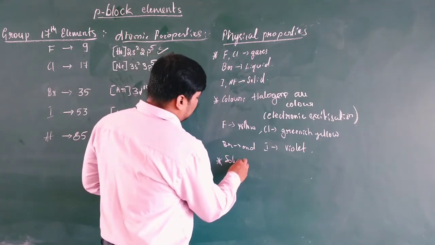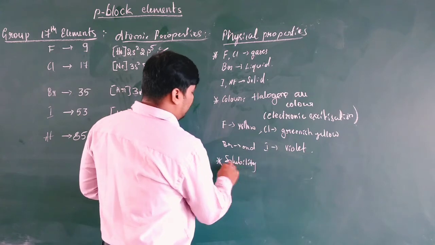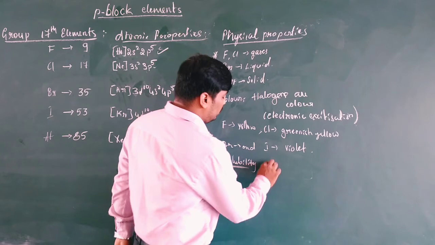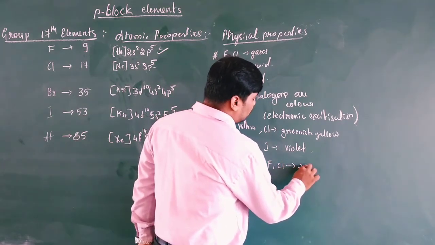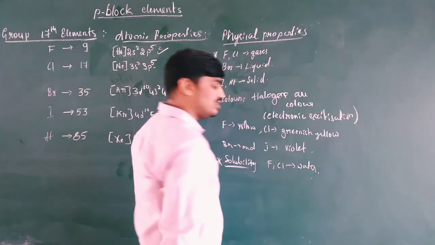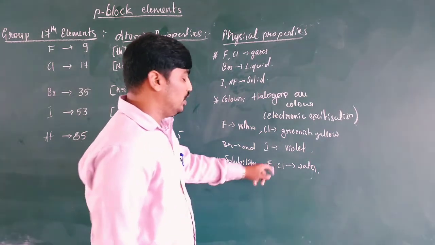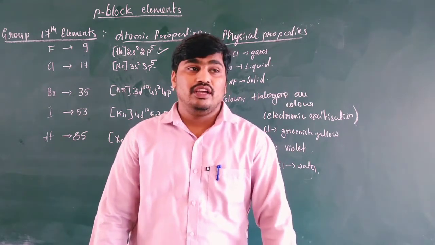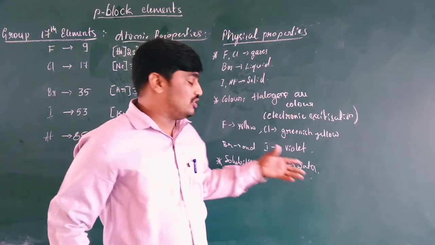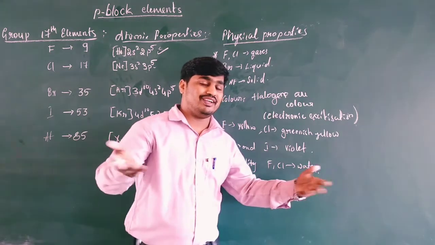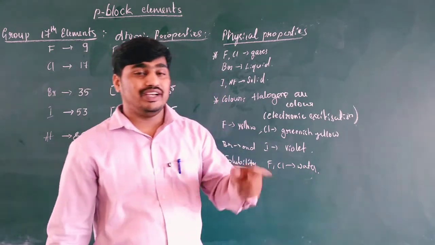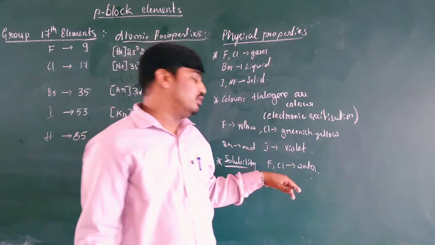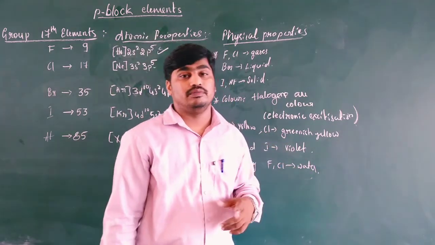Next, solubility. What is the solubility of halogens? Mainly fluorine and chlorine are directly soluble in water. Others are also soluble, but not completely. Fluorine and chlorine are readily soluble. Because of that, we come across terms like fluorine water and chlorine water, fluorinated water and chlorinated water. It's because of the solubility of fluorine and chlorine in water.